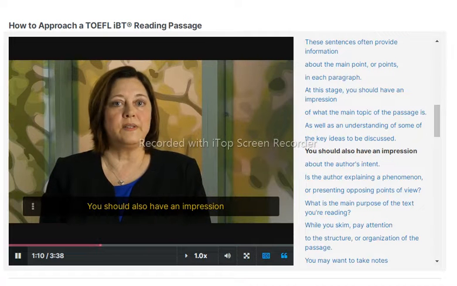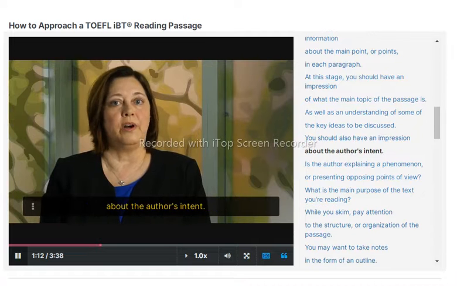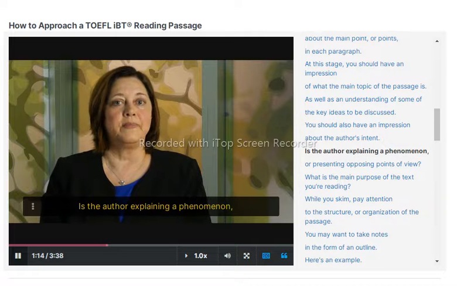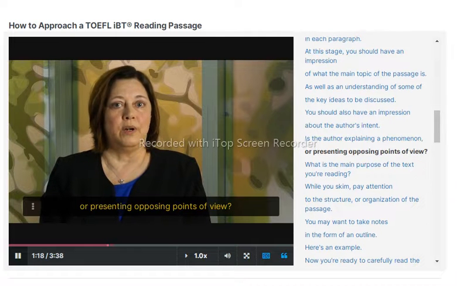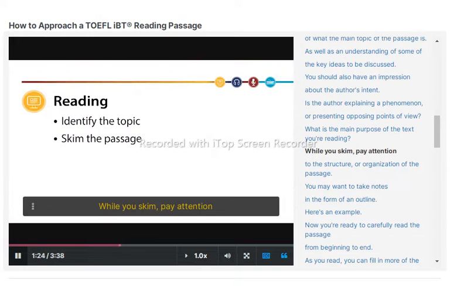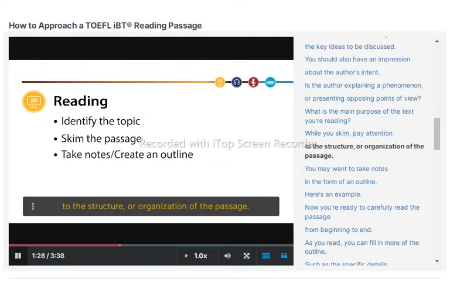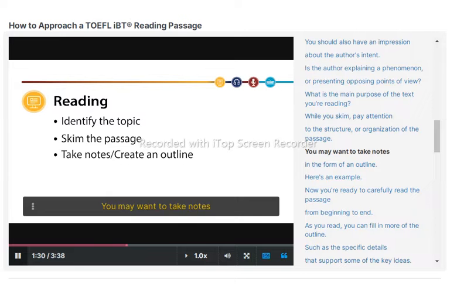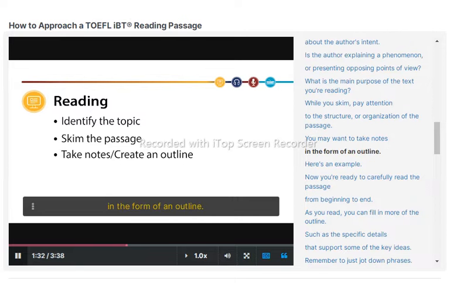You should also have an impression about the author's intent. Is the author explaining a phenomenon or presenting opposing points of view? What is the main purpose of the text you're reading? While you skim, pay attention to the structure or organization of the passage. You may want to take notes in the form of an outline. Here's an example.